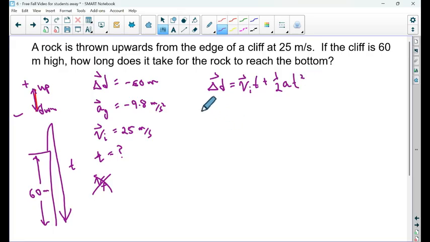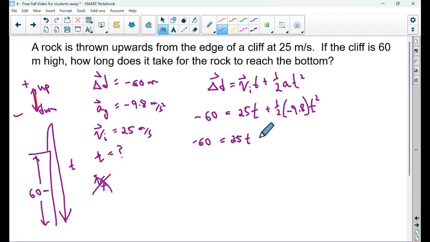Let's sub some stuff in. Negative 60. Initial velocity is 25 times t. Acceleration is negative 9.8 times t squared. So if we clean this up a little bit, we find something a little weird. You say, what do I do now? How do I solve for t?